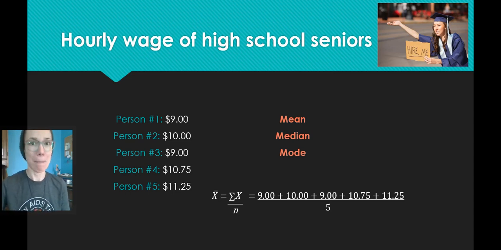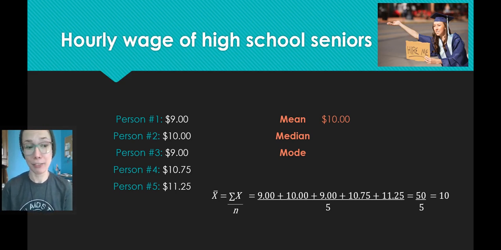So I'll give you a second to work that math out for yourselves. Again, use a calculator if you're more comfortable that way. Hopefully you added them all up and got 50. We're going to take 50 divided by 5, and we get 10. So our average here is 10. $10 is the average hourly wage of these 5 high school seniors that I hypothetically interviewed, or made up.